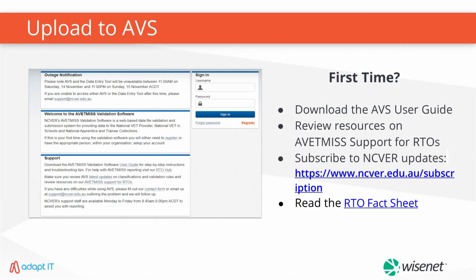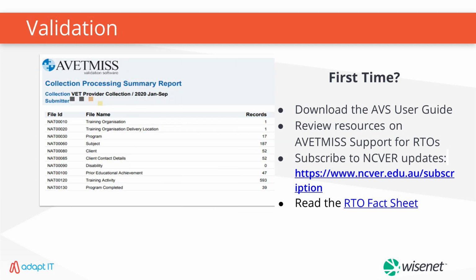The next step is to upload and validate AVETMISS submissions. This process is different for state submissions, so follow your governing body's process for uploading. For national submissions, upload and validate using NCVER's AVETMISS validation software, AVS. If you're a new user, you will need to register as a user, and we recommend downloading the AVS User Guide. Follow the steps in the AVS User Guide to upload your NAT files.